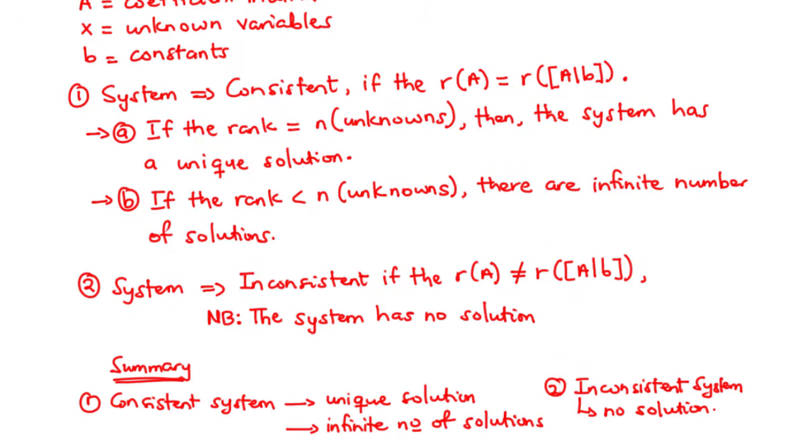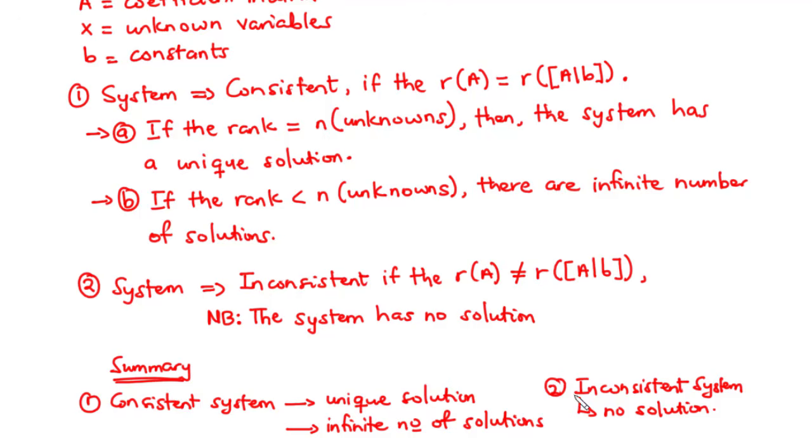So in summary, given that Ax = B is a linear system of m equations and n unknowns, the system can either be consistent or inconsistent. The system is said to be consistent if the rank of A is equal to the rank of AB. Now, also in a consistent system, the system is said to have a unique solution if the rank is equal to the unknowns, and infinite number of solutions if the rank is less than the unknowns.